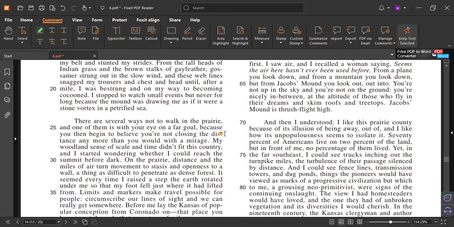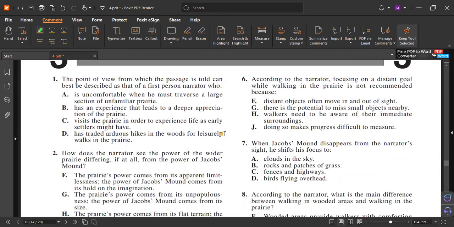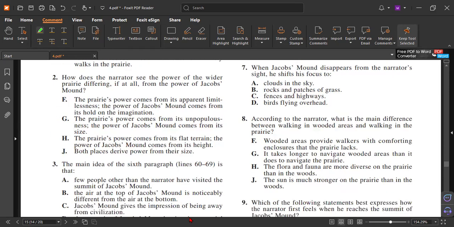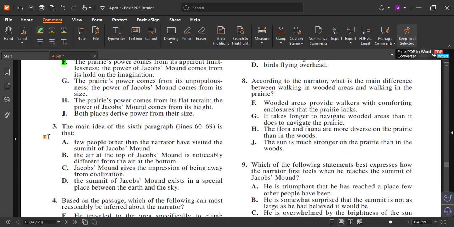Okay, so 1 is B. One, it's letter B, correct. You remember point of view, as you described the writer, correct. Number 2. 2 is F. F, correct, perfect. 3 is C.